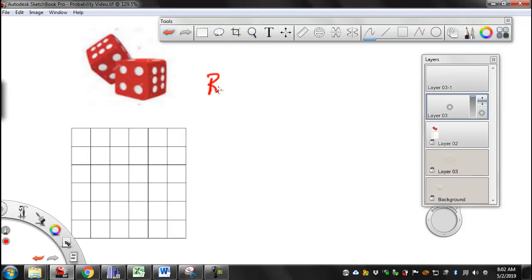Welcome. In this video, we're going to be talking about rolling two dice. And remember, a die has six sides and they go from 1 to 6. One of the questions that you have on the quiz and the test that you'll be taking is you have to figure the sample space of a set of dice.